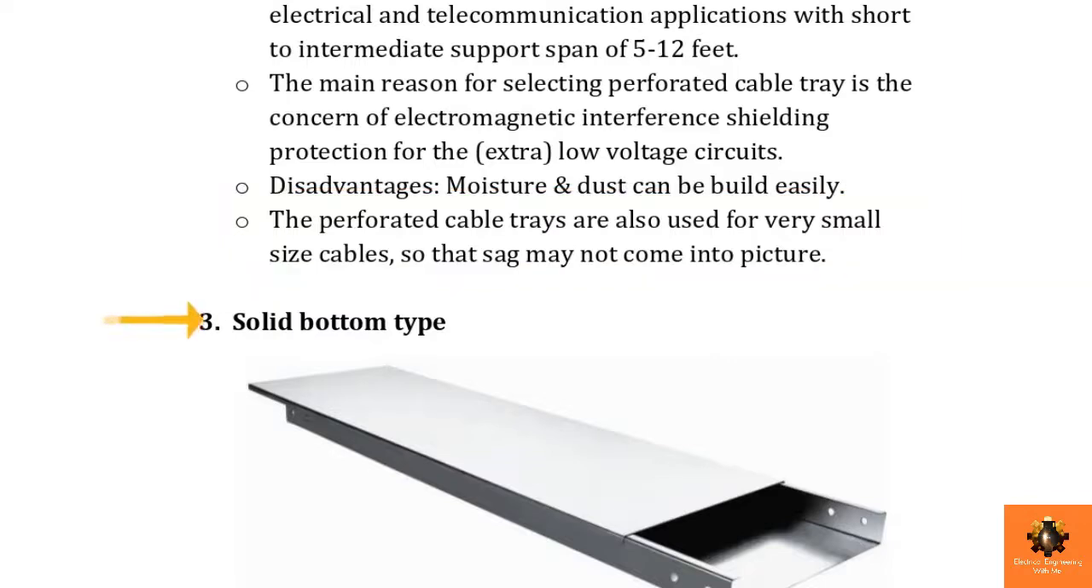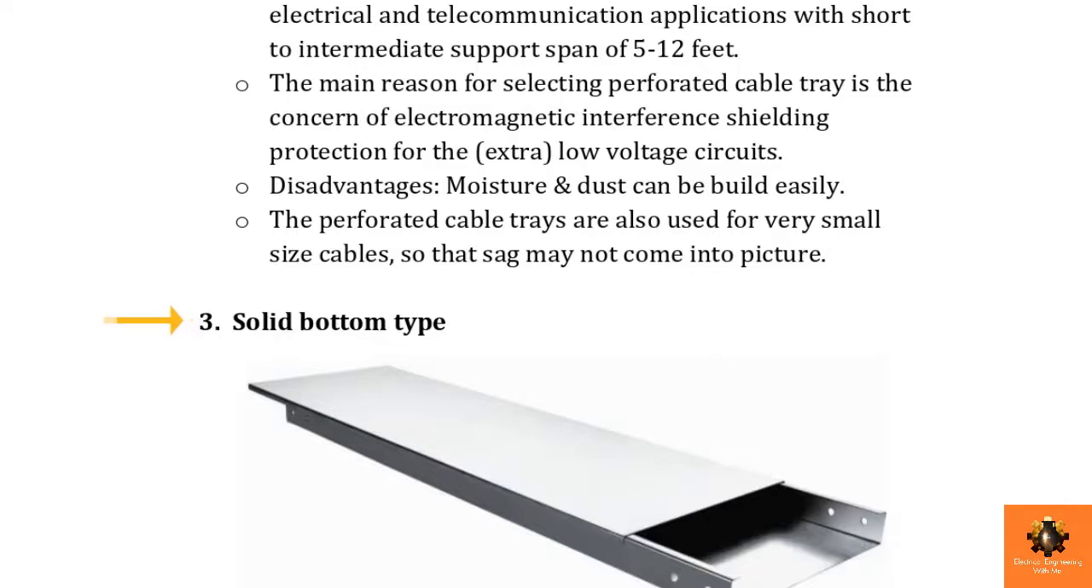Next, coming to the solid bottom type cable tray. This is also used for small spans like perforated cable trays. Similar to perforated, solid bottom is also mainly used for protection from electromagnetic interference, which is also called radio frequency interference. Clear? It is mainly used for electromagnetic interference. But solid bottom provides a good degree of shielding.